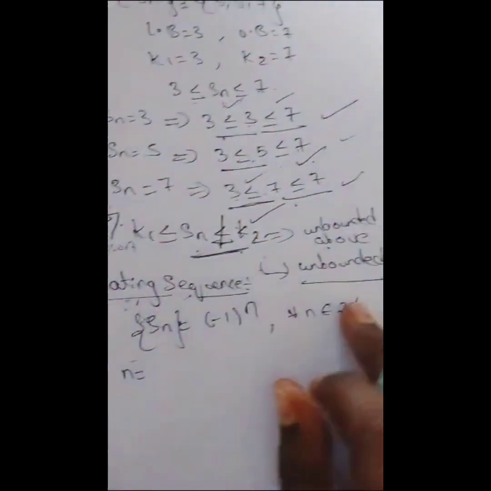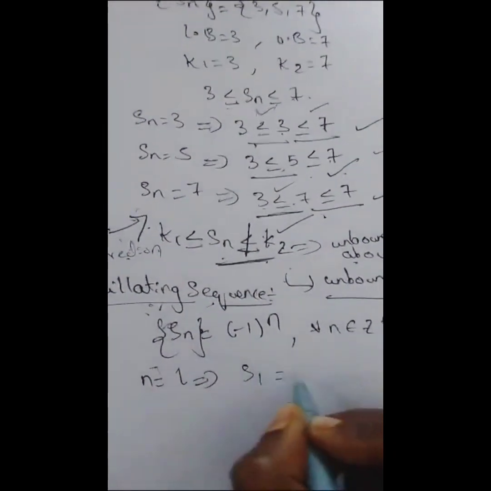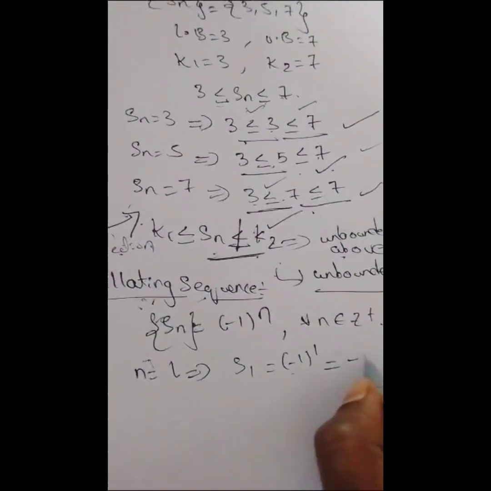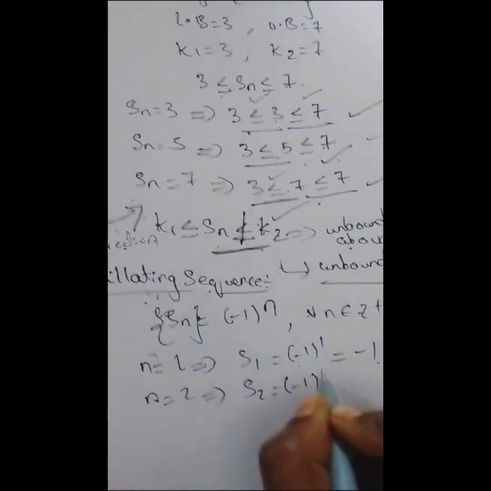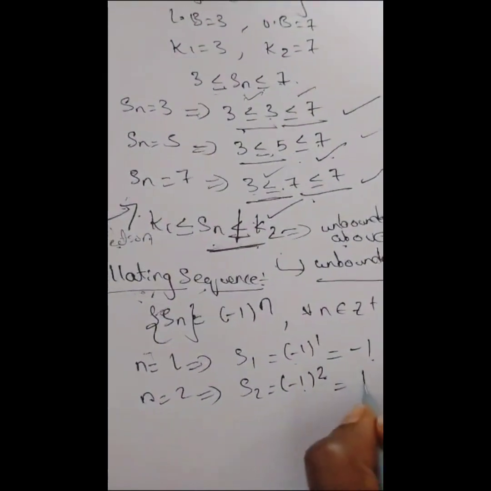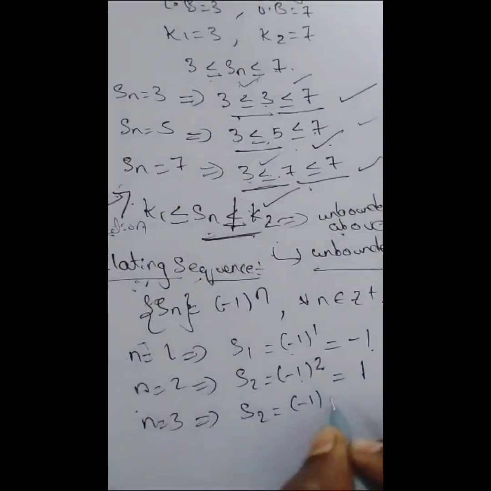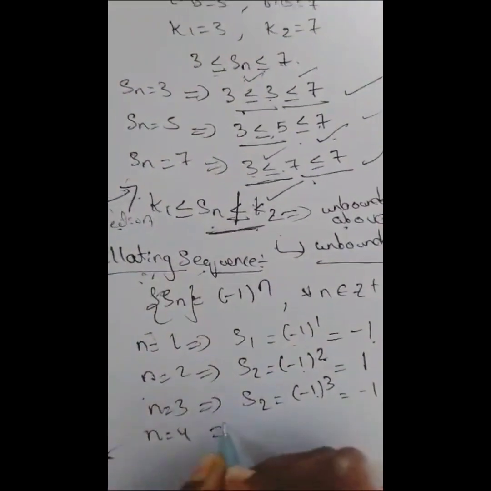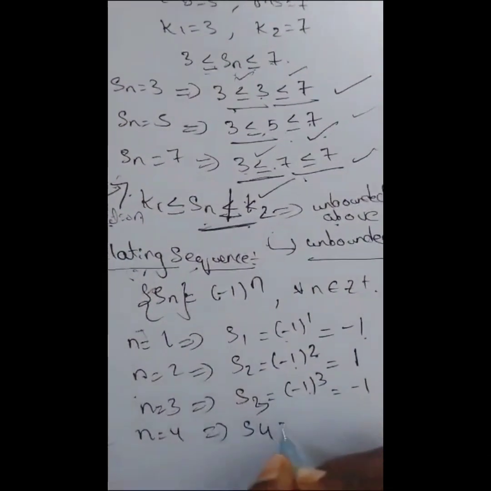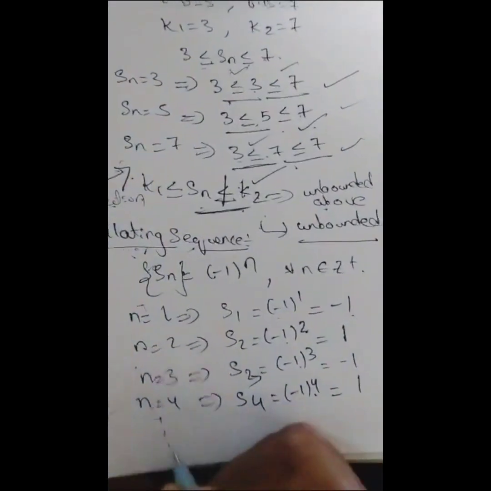Here Z plus means the set of all positive integers. For n equal to 1, S1 equal to (-1) to the power 1, so you will get -1. For n equal to 2, S2 equal to (-1) squared, that is -1 into -1, which is positive 1. For n equal to 3, S3 equal to (-1) to the power 3, so -1. For n equal to 4, S4 equal to (-1) to the power 4, so you are going to get a positive value. Up to n values you can repeat the same.